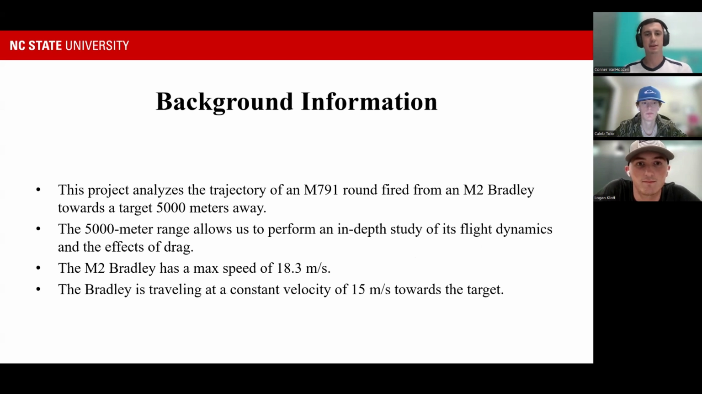First, going over some of the background information, we're shooting an M791 round out of the M2 Bradley, and we're trying to hit a target 5,000 meters away. The constant speed that we chose for the M2 Bradley is 15 meters per second towards the target.